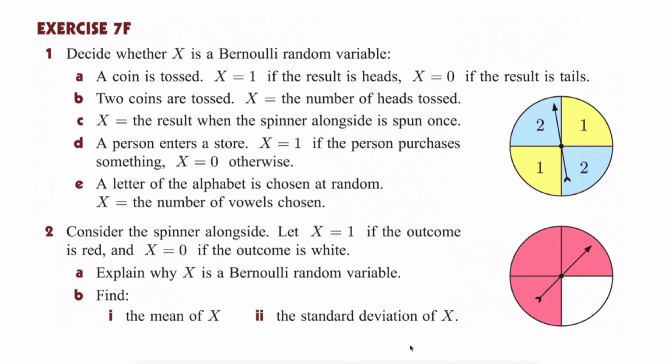So these are called Bernoulli random variables, and the idea is that you have two outcomes. You assign one outcome as being a 1 value and the other outcome as being a 0. So often you think about it as being a success or a failure.